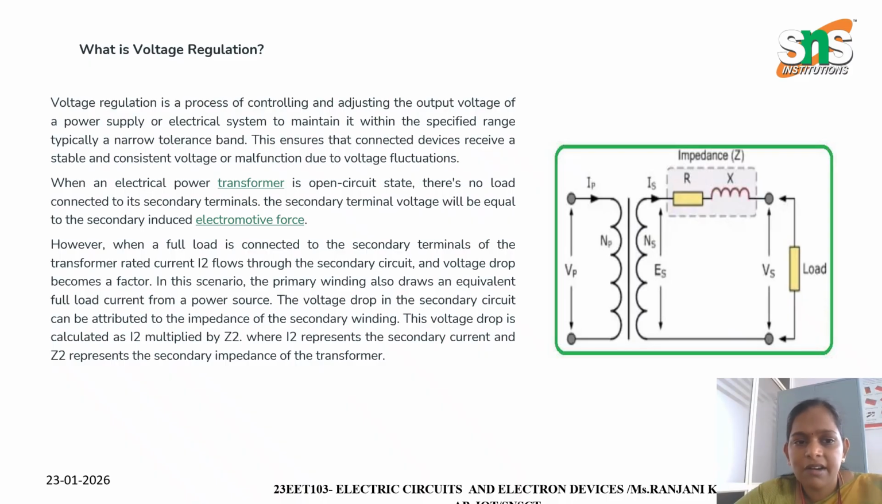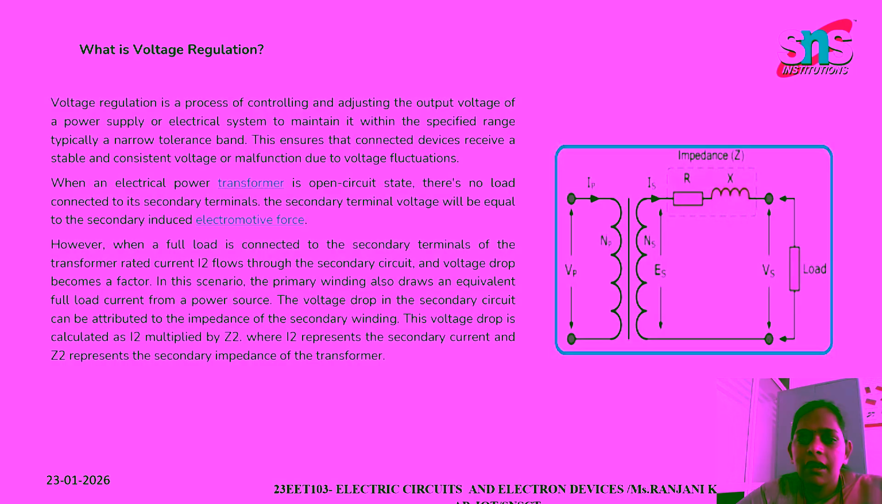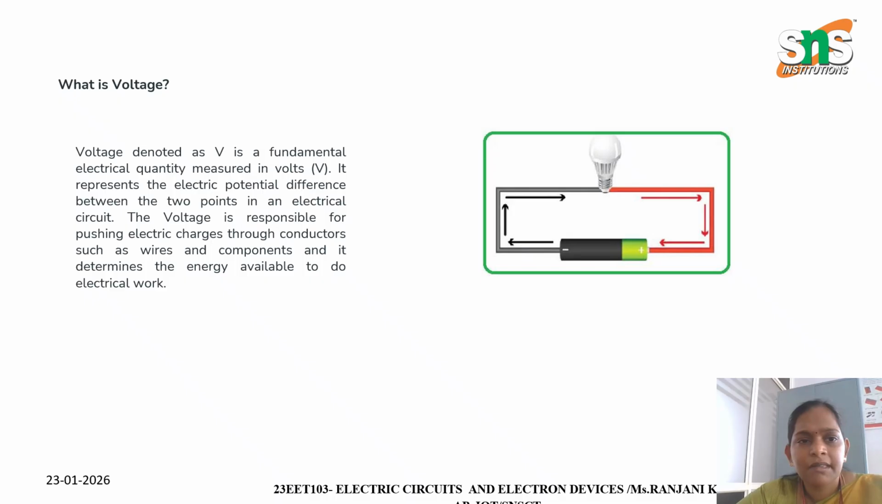For example, when the secondary terminal of the transformer is loaded, rated current I2 flows through the secondary circuit, and the voltage becomes a factor of that, where I2 represents the secondary current and Z2 represents the impedance of the transformer. Next, what is voltage? Voltage is a fundamental electrical quantity, which we saw in previous classes. It represents the electrical potential difference between two points. Voltage is responsible for pushing the electrical charges through the conductor, so that the component is able to give energy.